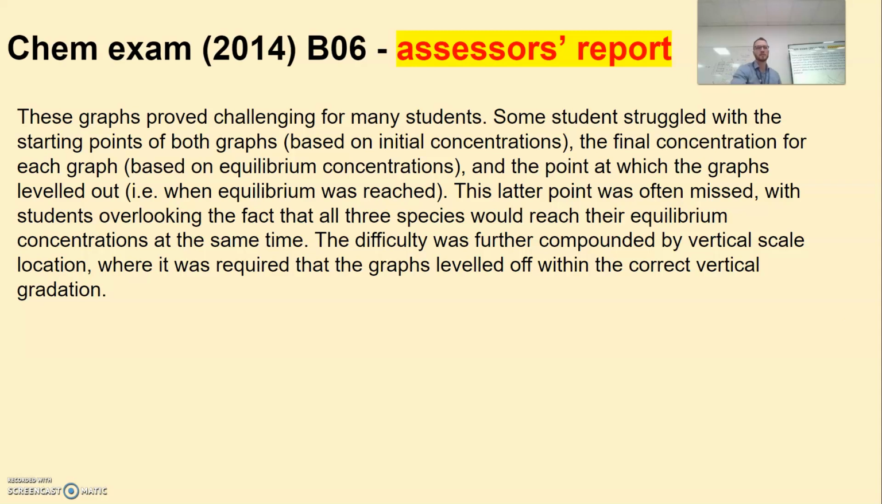Some students struggled with the starting points of both graphs based on initial concentrations, and the final concentration of each graph based off equilibrium concentrations and the point at which the graphs leveled out when equilibrium was reached. The latter point was often missed, students overlooking the fact that all three species reach equilibrium at the same point. Difficulty was further compounded by vertical scale location, where it's required that the graphs leveled off within correct vertical gradation. Right, so you've got a grid for those graphs from last week, so make sure you're using them and you're leveling them off.